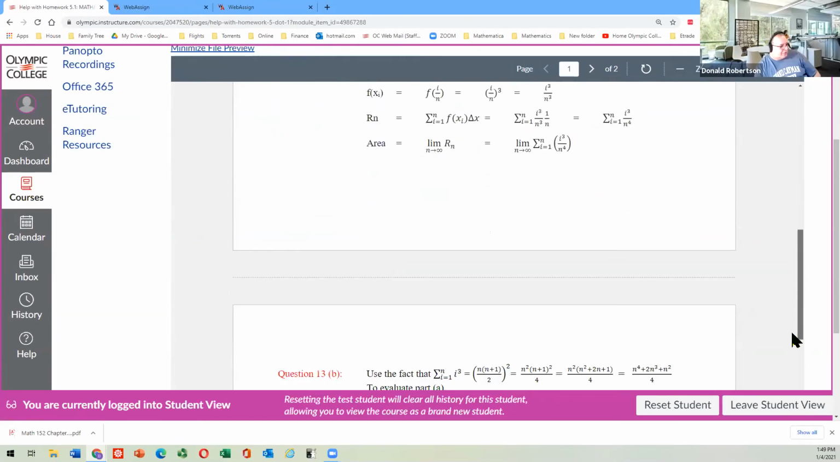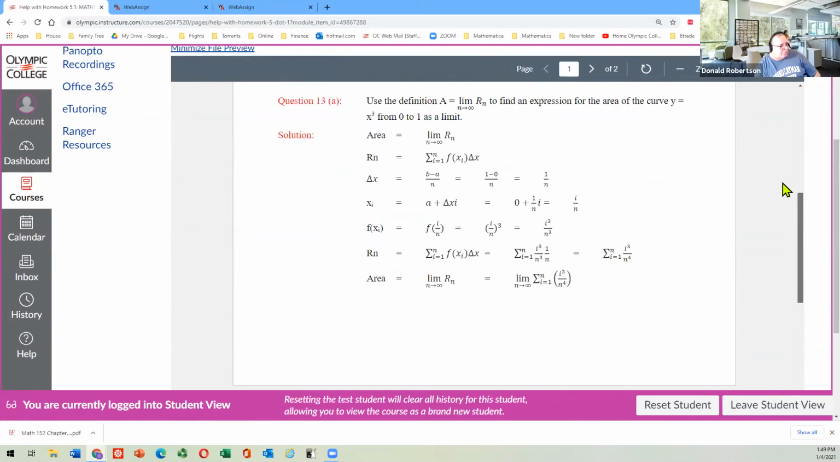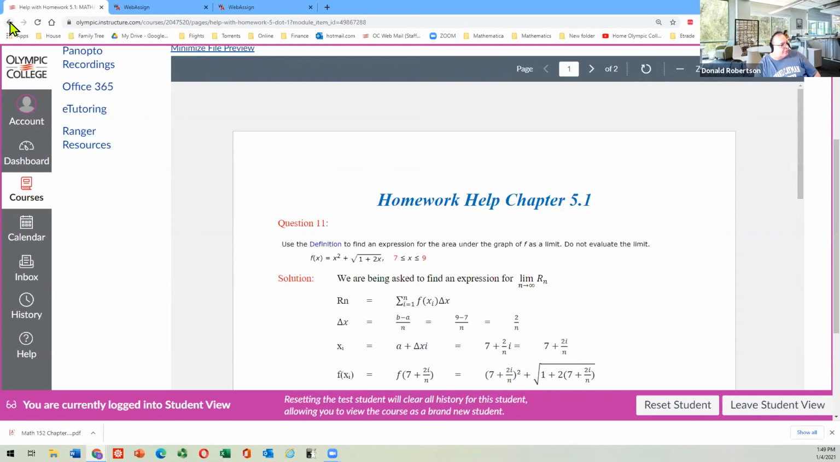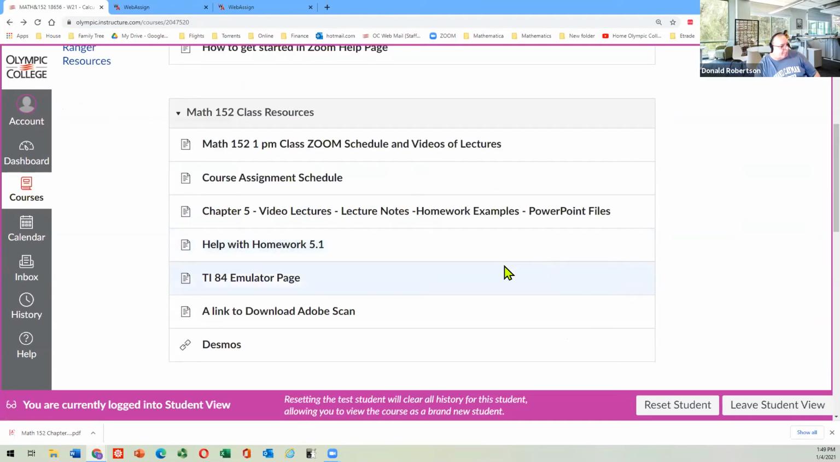And it's basically just some more algebraic versions of some of the questions.